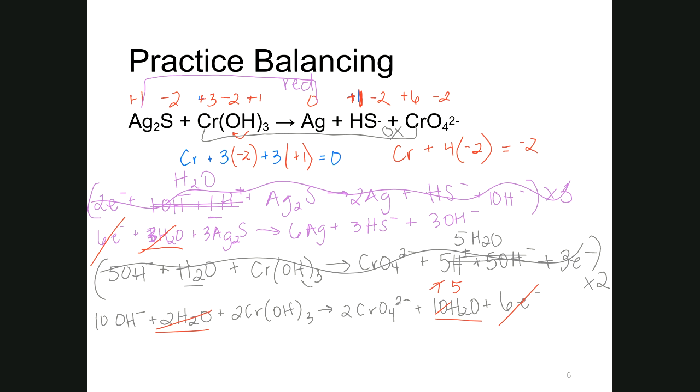So our hydrogens are balanced now, which means the only thing we have left are the hydroxides. So we have 3 hydroxides versus 10. So the maximum that we can get rid of is 3. We're going to get rid of that. This 10 becomes 7. And so here's what we should have left.